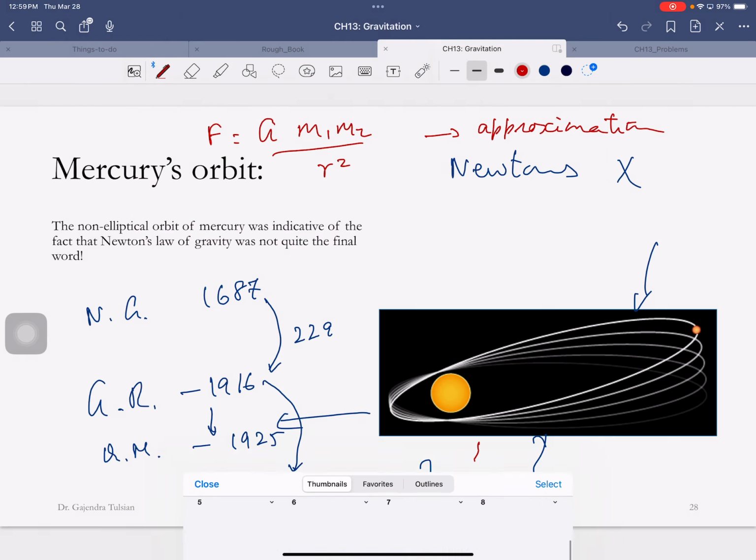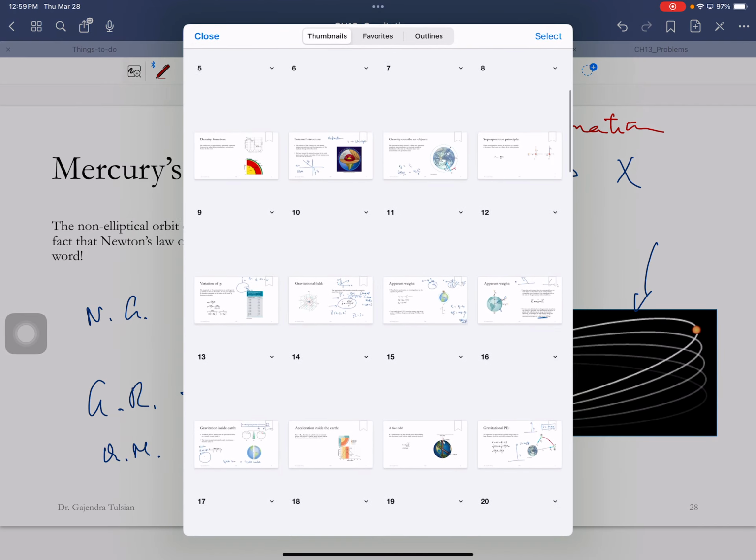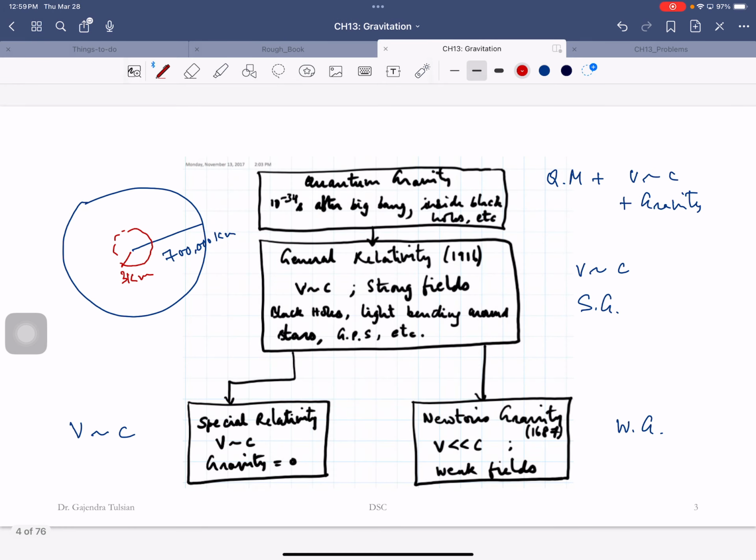This measurement is absolutely amazing. But anyway, we've got to talk about more amazing things, so we'll give that one a miss. So, Mercury's orbit tells you that this is an approximation. And this was a better theory that explained Mercury's orbit. But look at this, 1687, 1916, that's 225 years. It took us 225 years to take this step. And this is still not the final word. We don't have the final word yet.